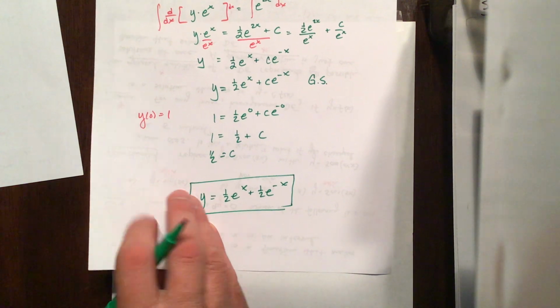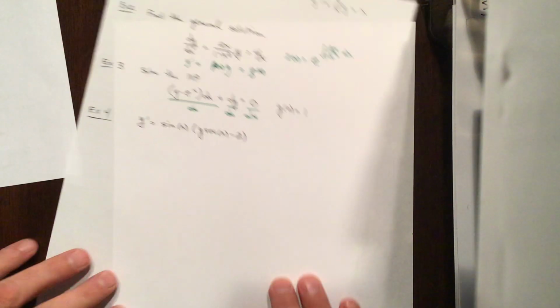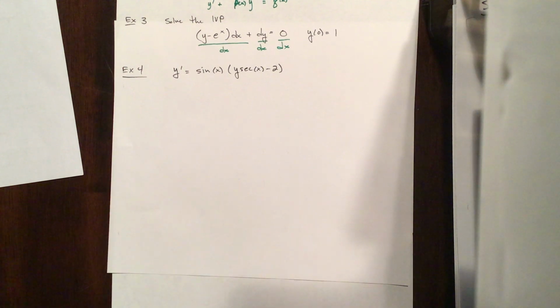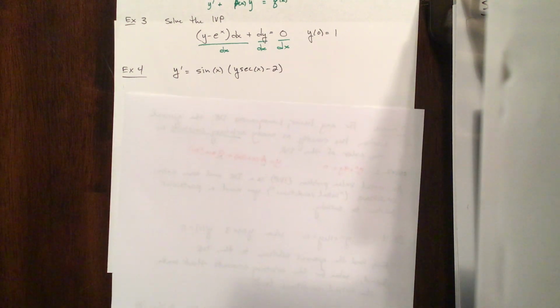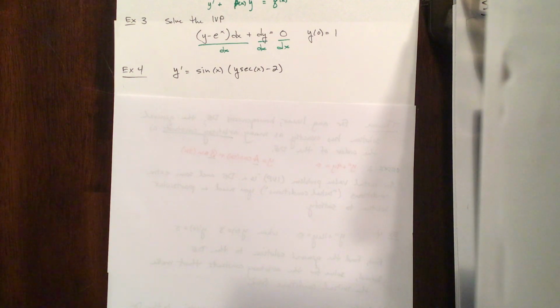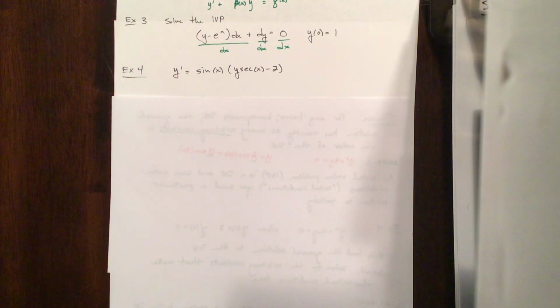All right. Let's put that there. Last problem I wanted to look at was example number 4. y prime equals the sine of x times y secant x minus 2. So hopefully what I've done is I've increased in degree of difficulty. I'm not saying this one's going to be difficult, but there's going to be more steps involved in putting it into the right format than in example 2 or 3.